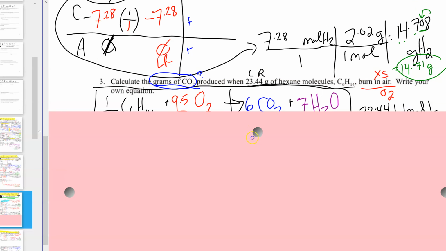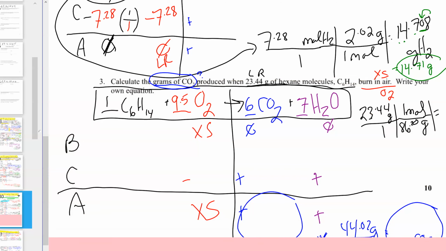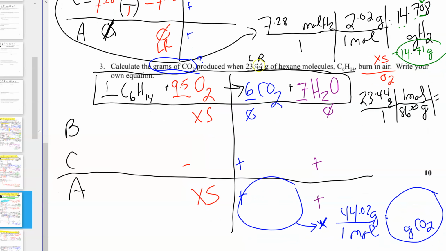One more problem on this page. We need to calculate the grams of carbon dioxide produced when this exact amount of hexane, 23.44 grams, burns in air. We're going to say the air is excess. Remember, that's O2. Write out your own equation.